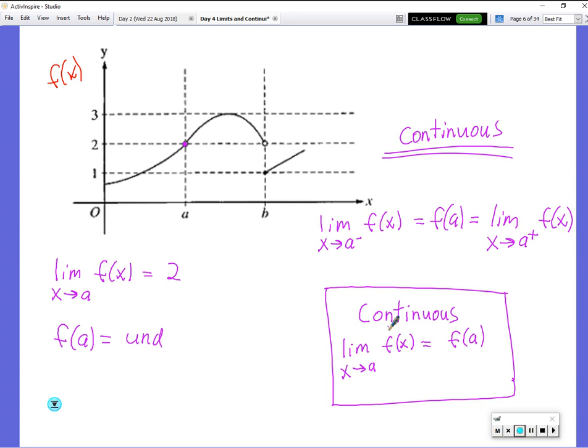Does that help? Yeah. Very good. Anybody else? Perfect. Give me a second to write that down if you need to. So think of a continuous either this way or this way. They mean the same thing. Perfect.